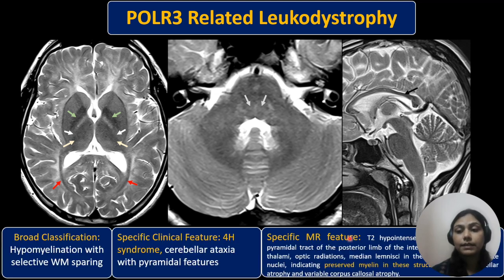Now, there are certain characteristic MRI features which can be seen in these patients. There is diffuse hypomyelination, but apart from that, there is preserved myelin, that is sparing of certain white matter structures, which are seen as T2 hypointense on a background of diffuse hypomyelination, T2 hyperintensity. These T2 hypointense structures which can be seen are optic radiations, pyramidal tract of posterior limb of internal capsule, and medial lemniscus. Also, T2 hypointensity may be present in the globus pallidi, ventrolateral thalami, and dentate nuclei. These patients may have variable corpus callosal atrophy and early cerebellar atrophy.